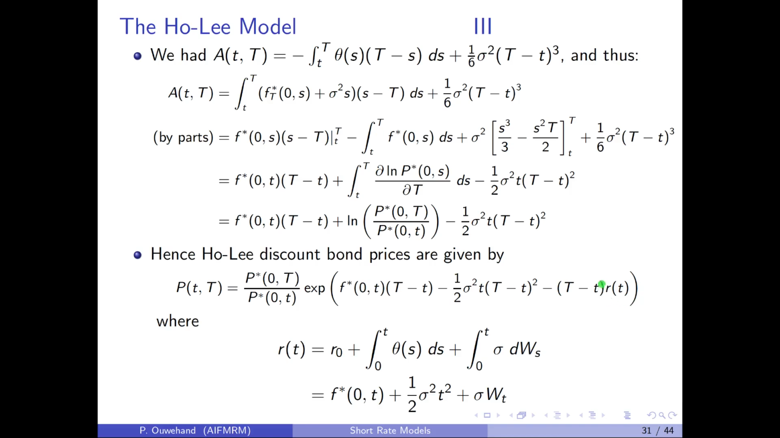To obtain r_t here, the short rate at time t, we write the stochastic differential equation for the Ho-Lee short rate as an integral equation and use our expression for theta to obtain the following. Notice that the short rate is Gaussian, with mean given by f(0,t) plus a half sigma squared t squared, and variance given by sigma squared t.